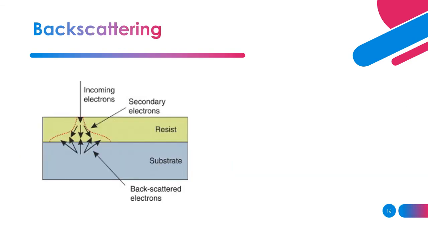This picture shows how the backscattering happens. Due to the secondary electrons, when the electron meets the resist, secondary electrons scatter under the resist and touch the substrate, causing error on the surface of the substrate. This will cause the proximity problem.